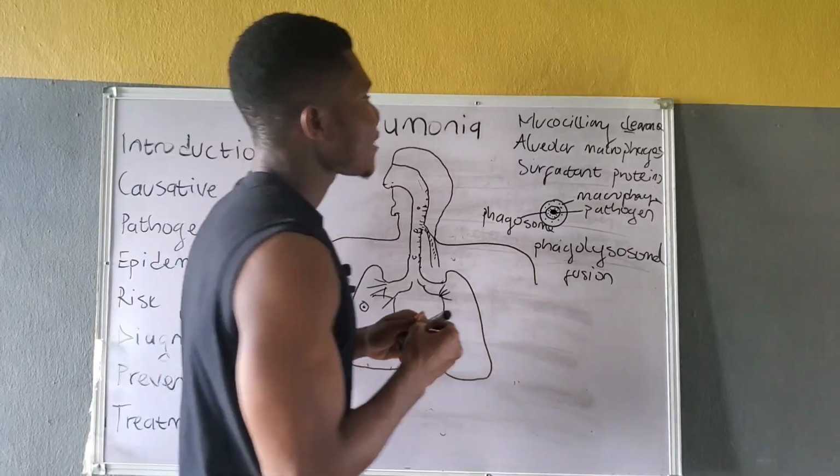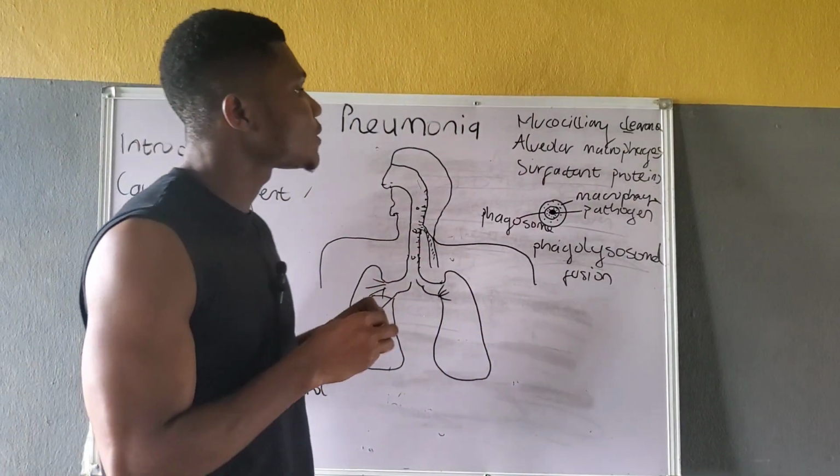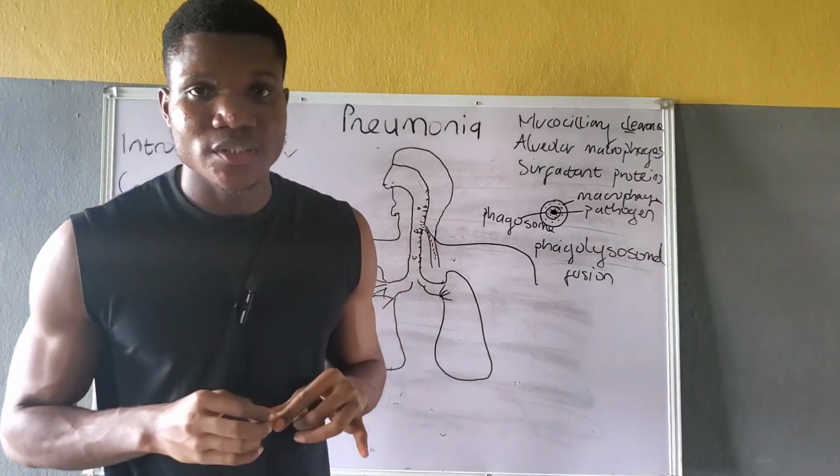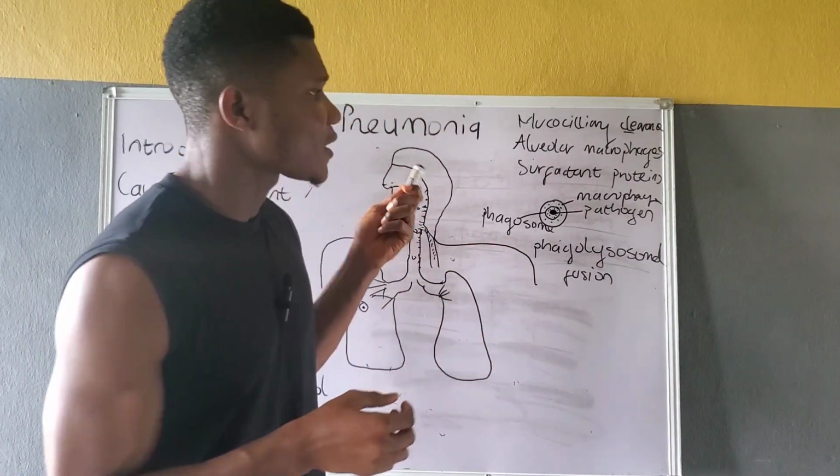Another mechanism that the immune system and the respiratory tract use to get rid of pathogens within the respiratory tract or within the lungs is through the use of surfactant proteins.